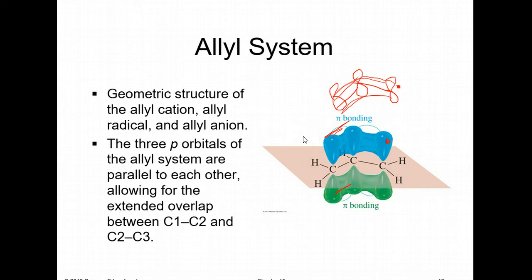So this is the geometric structure of the allyl cation, allyl radical, and allyl anion. That's basically a general structure for all of them. It doesn't matter if it's a radical, a negative charge, or a positive charge. All three p orbitals are in the pi system, and you've got this overlap between C1 and C2, and C2 and C3. So that's an allyl system. It doesn't have to be a radical. Allyl could be a radical, it could be a negative charge, or it could be a positive charge. This is what's implied by an allyl system, meaning allylic system.